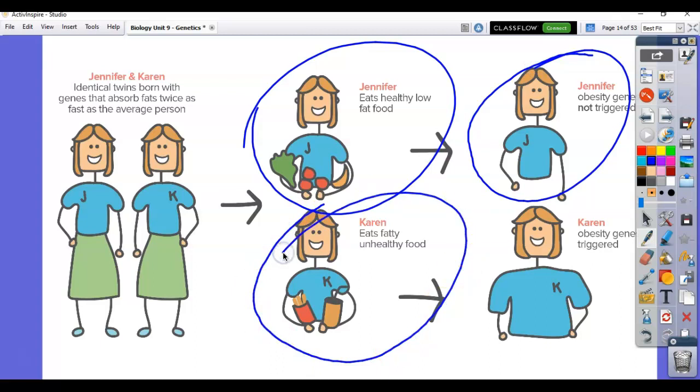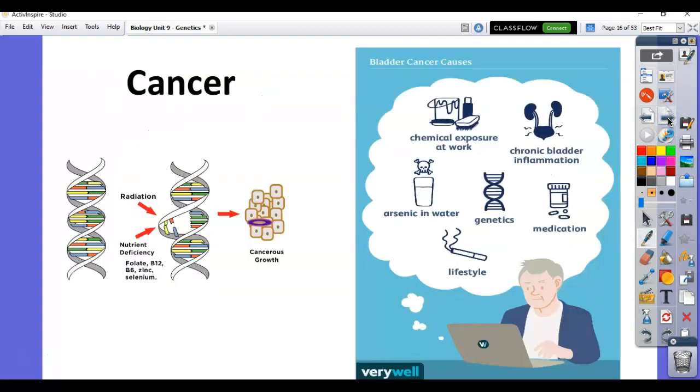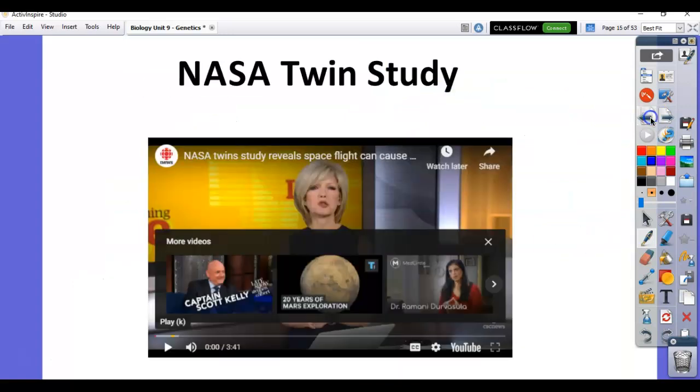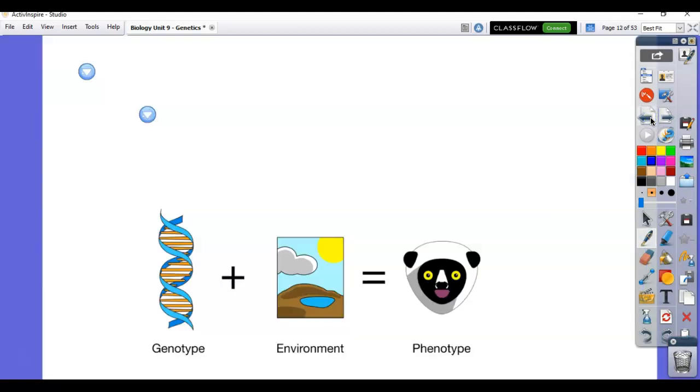Karen eats a lot of fatty food, so her obesity genes are triggered to turn on. Just because they have the same genes does not mean they're going to be exactly the same. They've also done studies with cancer. If I put two identical twins and put one of them in an x-ray machine all day, every day, and the other not in an x-ray machine, one of them is going to get cancer. Why? Because their DNA is being damaged and their genes are being turned on and off. Different things can cause cancer by damaging our DNA or changing our genes, like smoking, exposure to a lot of chemicals, and taking certain medications. All of these things are part of our environment.